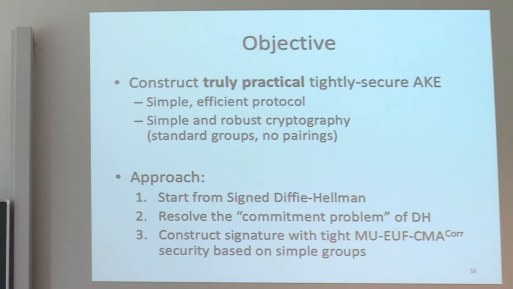So, the natural approach, which we also followed here, is basically to start from the simplest authenticated key exchange protocol that we could think of, signed Diffie-Hellman. We noticed that we run into this commitment problem that I'm going to explain next. And then once we resolve this problem here, we can combine this with a suitable signature scheme. We also had to construct a new one here because the others that I showed you before are not efficient enough, and in the end you get a very, very simple protocol which can actually be instantiated even more efficiently than signed Diffie-Hellman if you choose theoretically sound parameters.